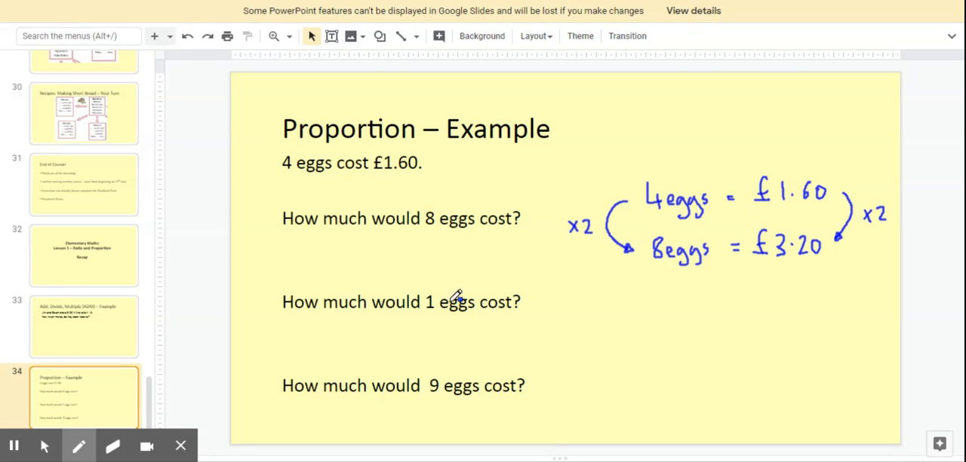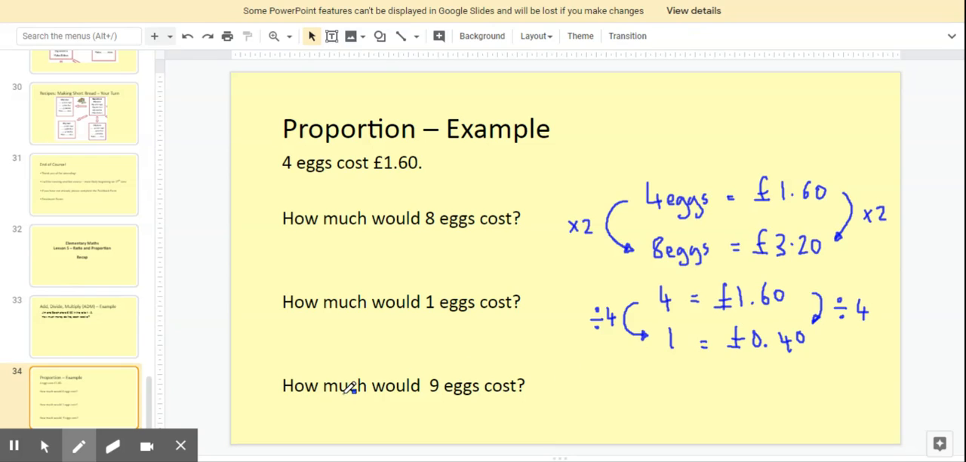Could also be asked how much 1 egg would cost. So again, if 4 is equal to £1.60, and I want to find how much 1 is equal to, to go from 4 to 1, I've divided by 4. So I'm going to do the same thing with the price. It's going to give me 40p.